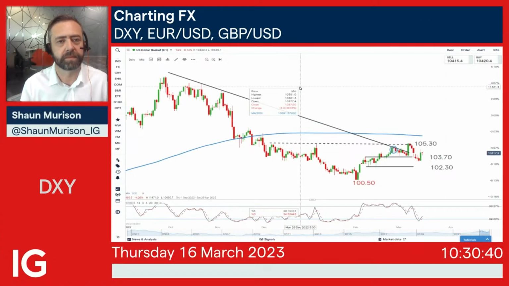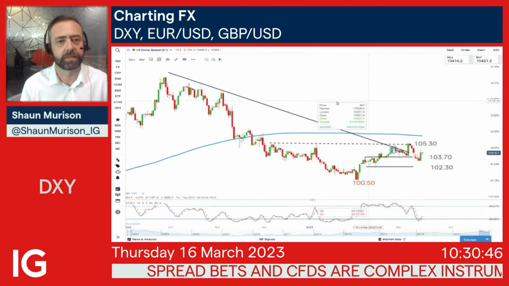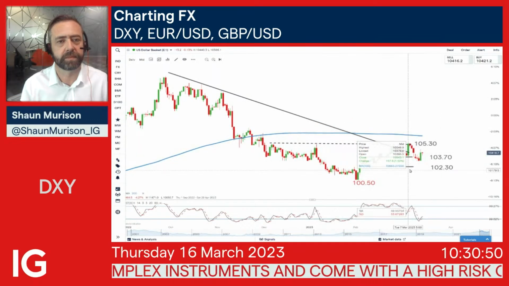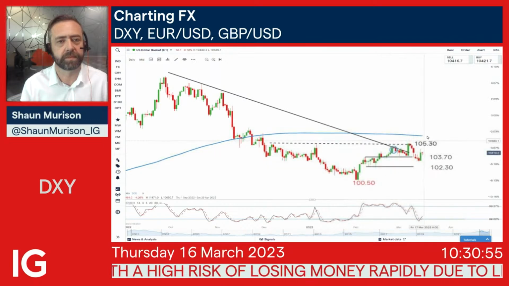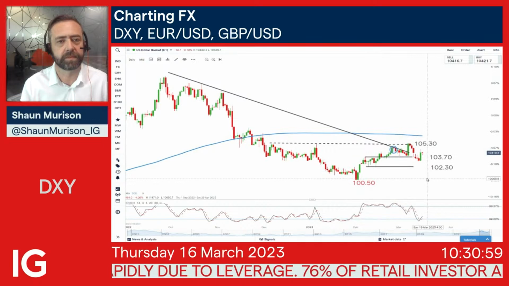Looking at some charts and starting off with the currencies in the US dollar basket, we can see that the longer term trend for the dollar basket is still down. We've been marking this high at 105.30. We did slightly breach that before collapsing again, and we are still trading below that 200-day simple moving average. So that longer term trend is still considered down.